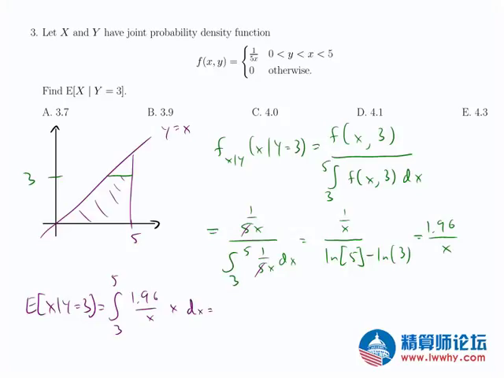In other words, the x's cancel out, and I just get 2 times my 1.96 number, and I end up with 3.92. So I'm going to get here answer choice B.